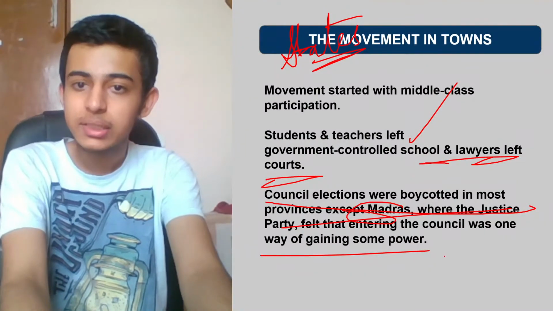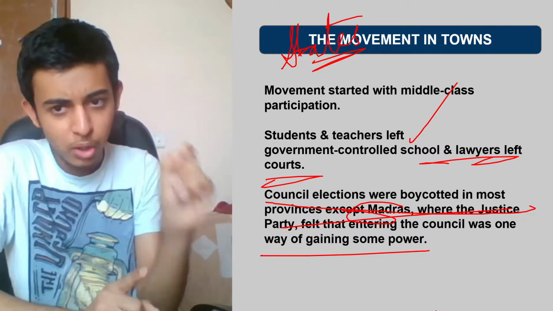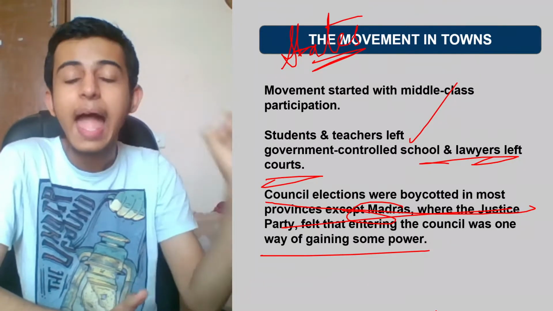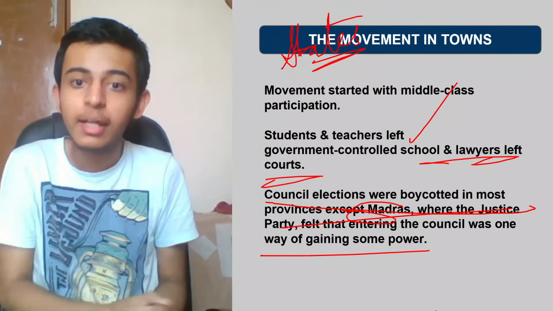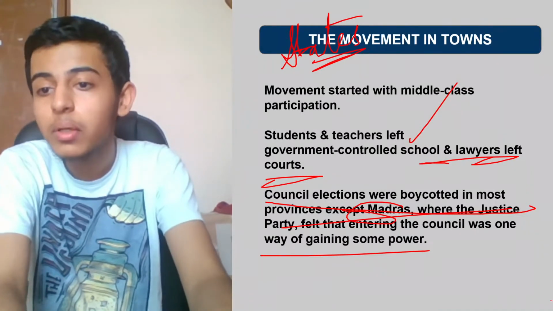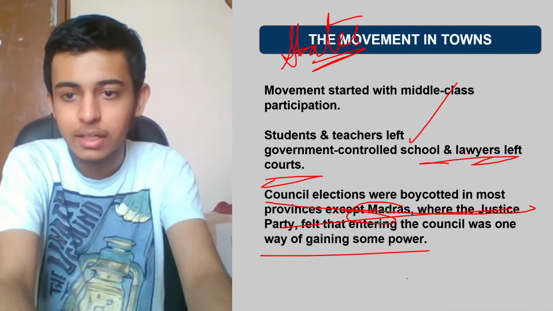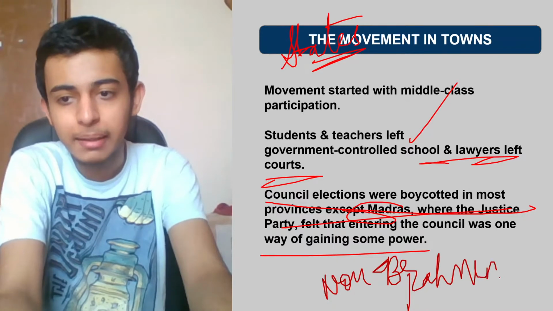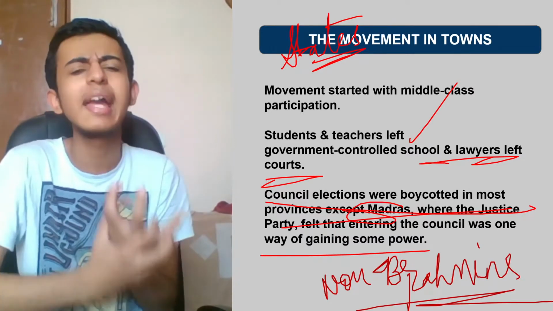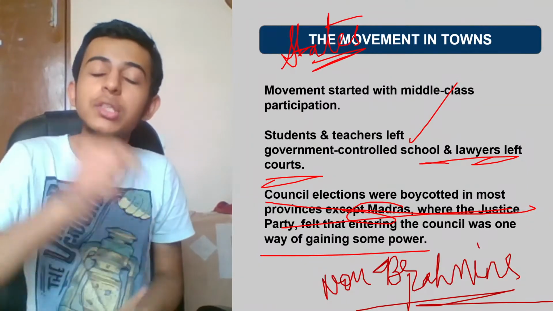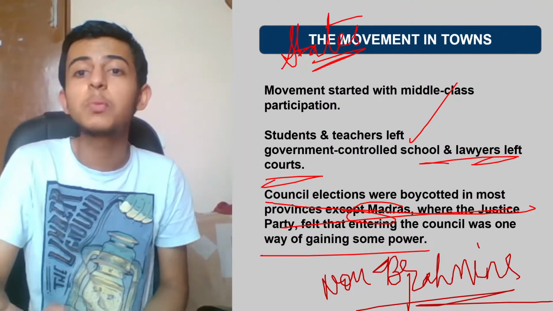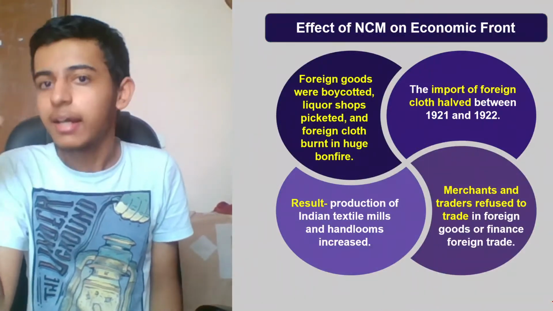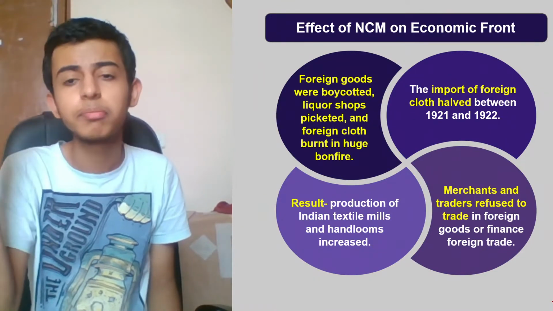Students and teachers left. Council elections were boycotted except in Madras. The Justice Party was there in this particular state, and they thought if we move into the political world, we would get some power, because this party was of the non-Brahmins. Very important: Justice Party was of the non-Brahmins. From the beginning, Brahmins have had special powers and advantages in our society, isn't it? Justice Party thought that if we entered politics, we would also get some power that the Brahmins had.